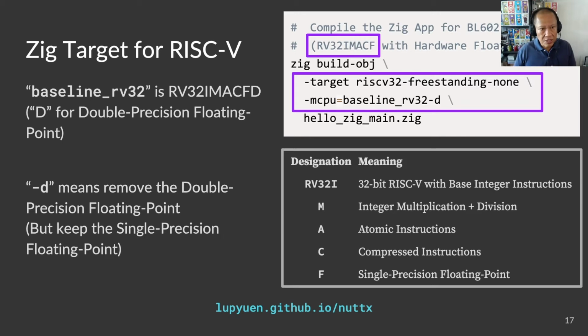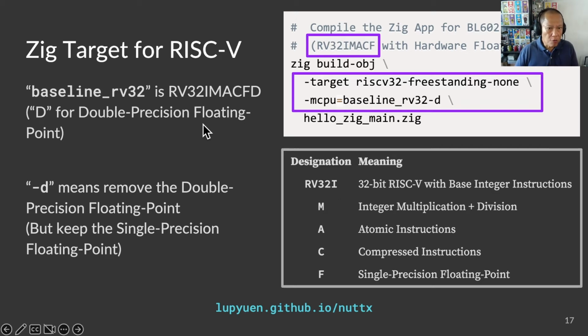Earlier we saw this Zig target and CPU when compiling our app for BL604. What is baseline RV32? Well, BL604 is officially designated in RISC-V as RV32IMACF, which means that BL604 has all these goodies, IMACF, including hardware floating point, single precision.